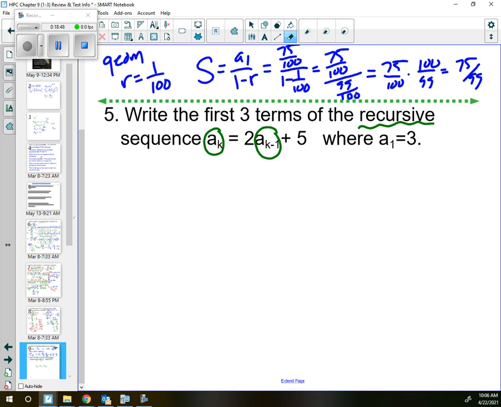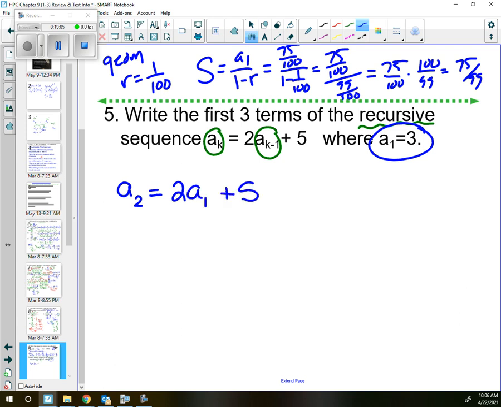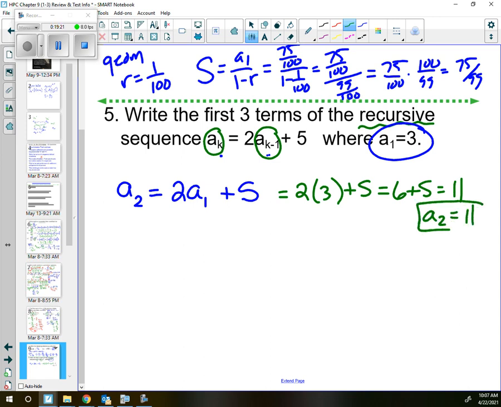That's the relationship between a sub k and k minus 1. So how do I find terms? Well, they're going to have to give you some place to start. So a1 is equal to 3. So the first term I'd be calculating is a sub 2. How do I calculate a sub 2? Well, I take 2 times a sub 1 and then add 5, because remember, whatever this term is, that term is 1 before it. Well, they gave me a sub 1, so I can actually calculate that. So it'd be 2 times 3 plus 5. So 6 plus 5 looks like 11. So my a sub 2 is 11.